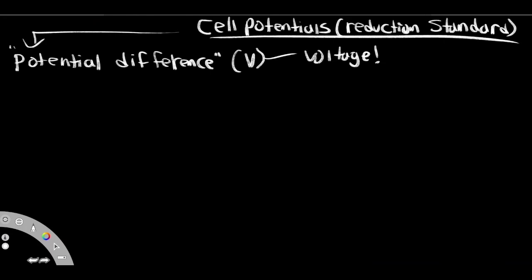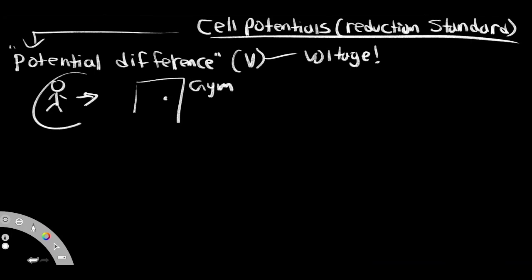Now, what was voltage? Well, in your previous grades, you would have maybe learned about it as the difference in current coming in and the current leaving. So it's pretty much the amount of current that got used up. For example, let's say we have this individual here going towards the gym, and let's say this is a door to enter the gym. This person has a lot of energy before going through that door.